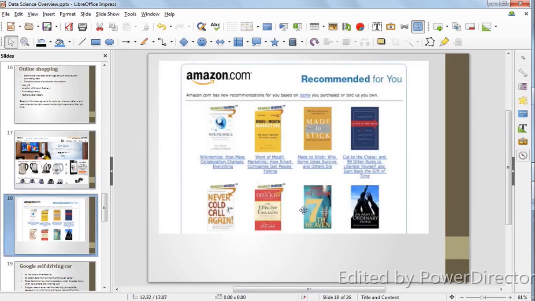Next example is which is saying that recommended for you, and it is saying that Amazon.com has new recommendations for you based on the items you have purchased. So as I already told you, there are many aspects, many variables which can account for different kinds of recommendations. But basically these parameters are very important, which is recency and the frequency parameter of the user, but that is not required right now.